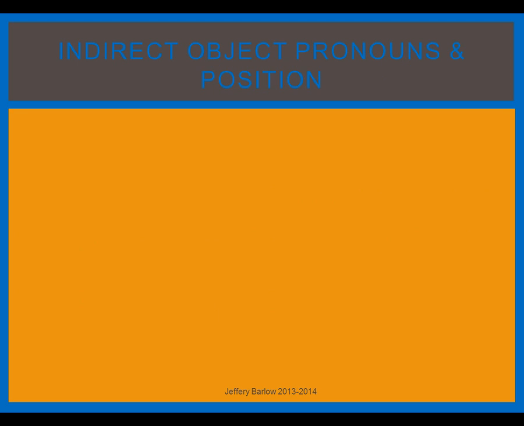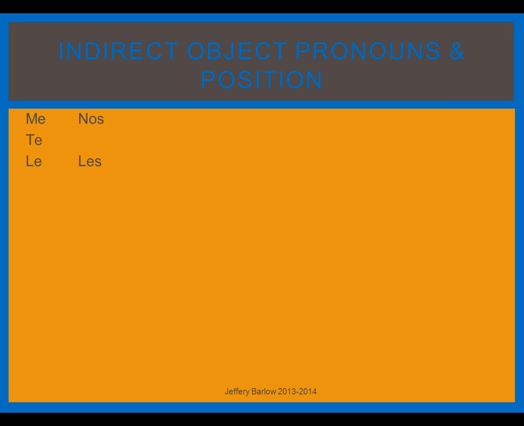What are the pronouns of indirect objects? These will probably look familiar to you if you've studied Spanish and studied verbs like gustar. The indirect object pronouns are me, te, le, nos, and les.